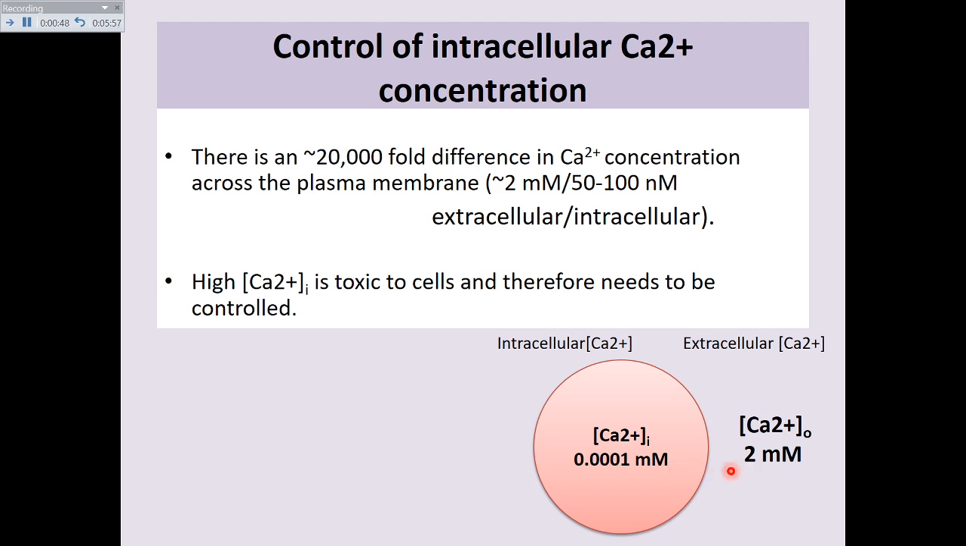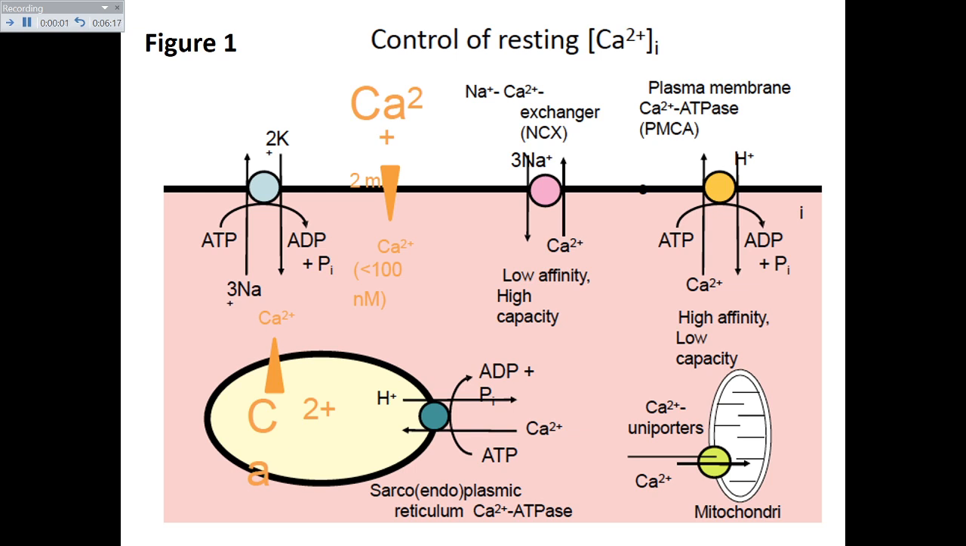It's about 2 millimole, while calcium inside the cell is about 0.0001 millimole. So you can see this great difference between calcium concentration inside and outside, and this gradient should be maintained. Calcium should be kept low inside, except in some cellular processes. During this cellular process should increase calcium inside the cell. So it's important to control resting calcium inside the cell.